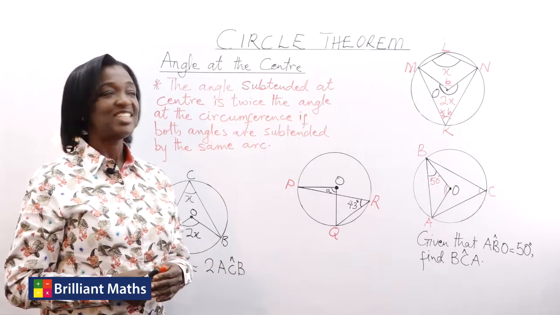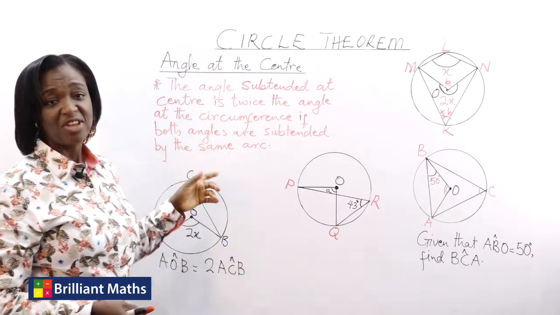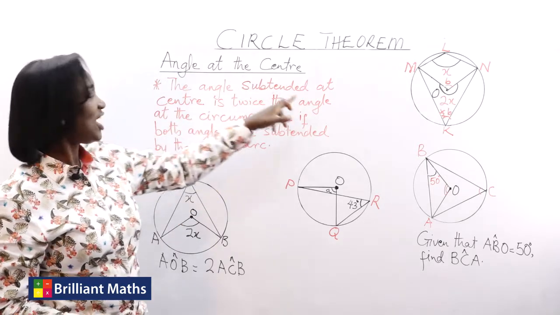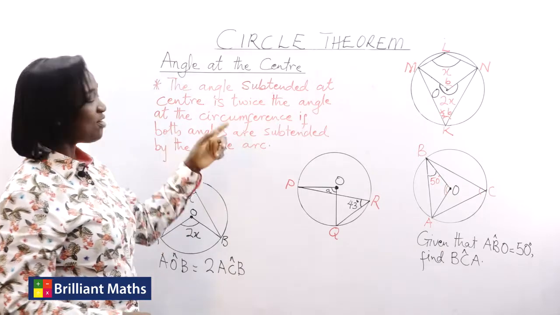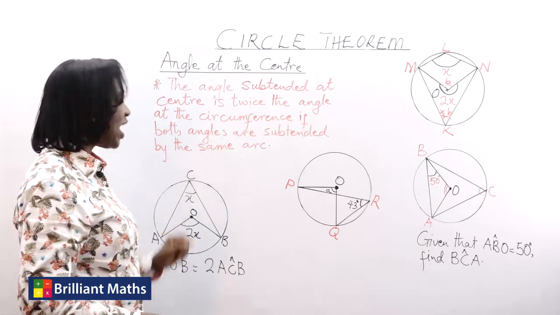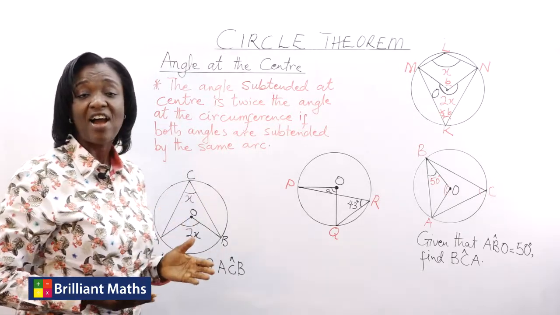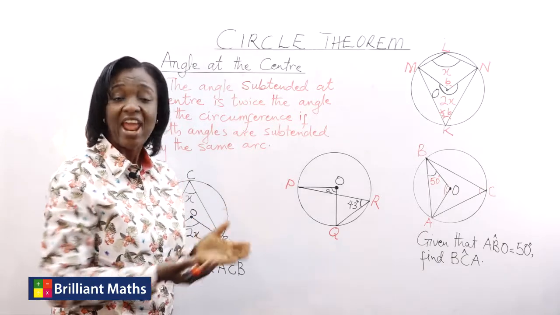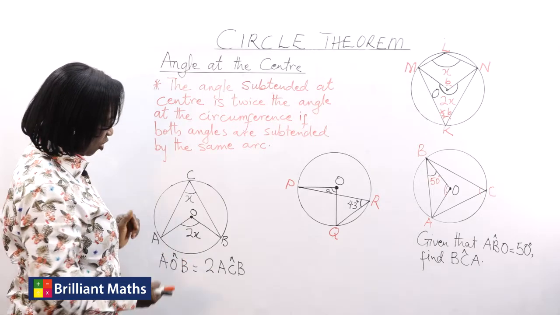In this part of the lesson, we want to look at angle at the center. The next theorem says the angle subtended at the center is twice the angle at the circumference if both angles are subtended by the same arc. I want us to be able to identify the arc that subtends an angle. So let's look at this drawing.